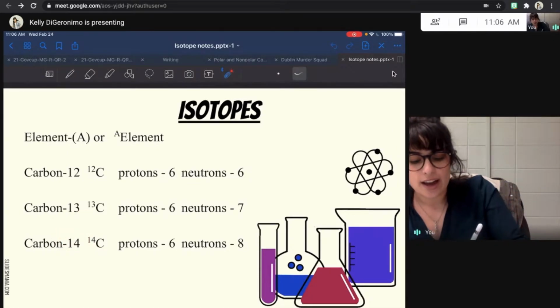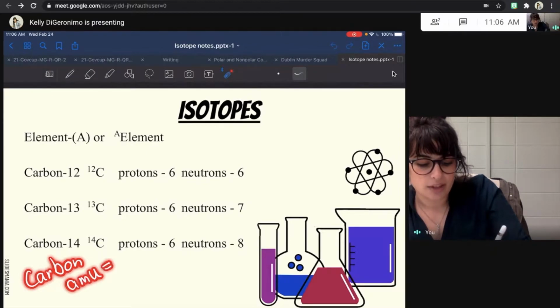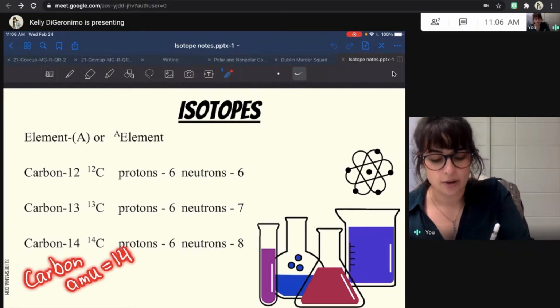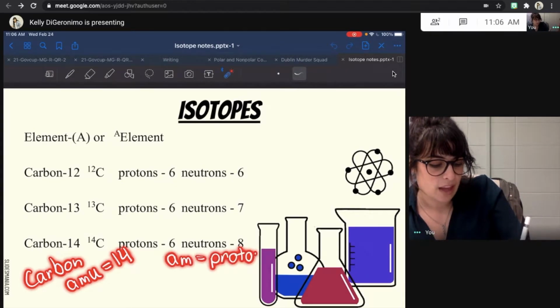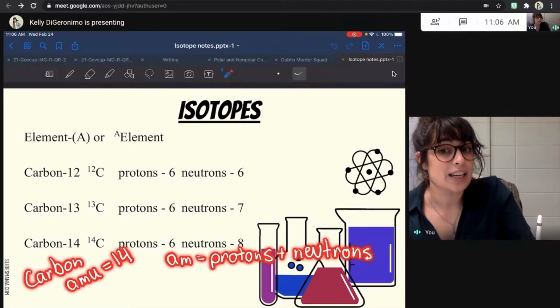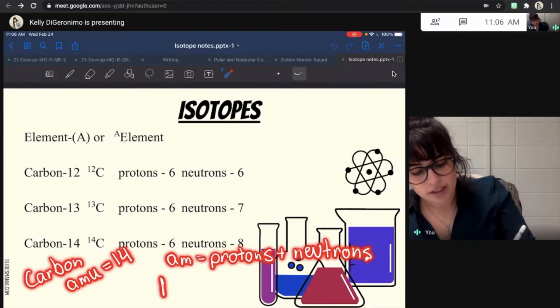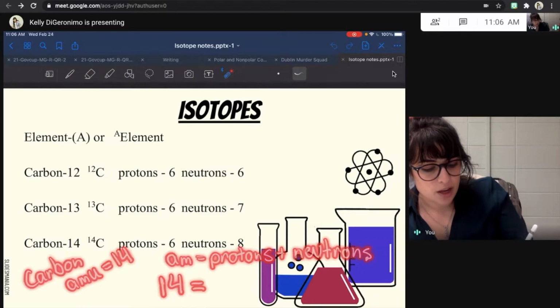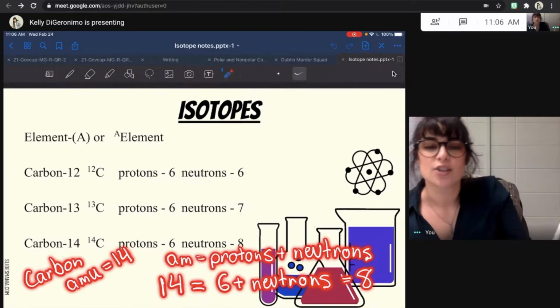If I tell you I have carbon and it has an atomic mass of 14, you now know everything you need to know, because you know atomic mass equals protons plus neutrons. And you know that no matter what, carbon has to have 6 protons. That cannot change. It stays carbon. It stays atomic number 6. Its atomic mass is changing. So its total atomic mass of 14 equals protons plus neutrons. And that's how you find the number of neutrons. 14 minus 6 is 8 neutrons.